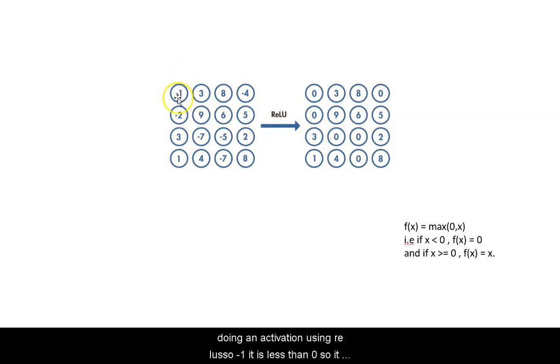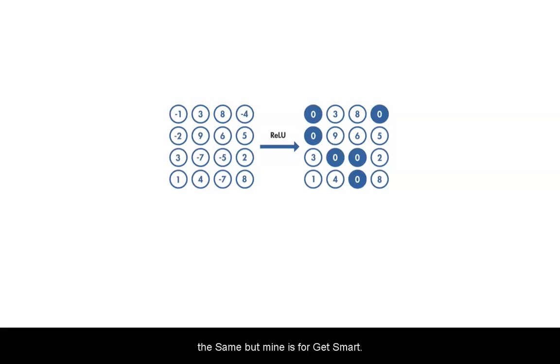So -1, it is less than 0, so it gets mapped to 0. 3, it is a positive value, or it is greater than 0, so it remains the same 3, and so on. Right? So 8 remains the same, but -4 gets mapped to 0. Right? So that is how a ReLU or an activation function works.